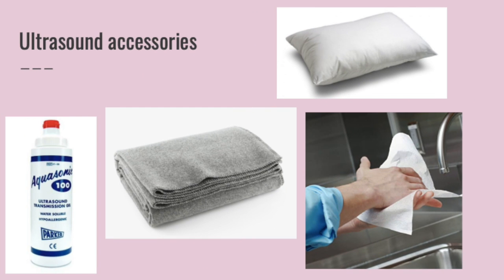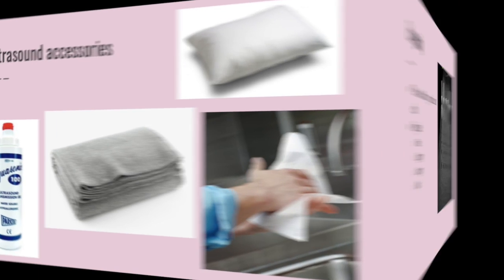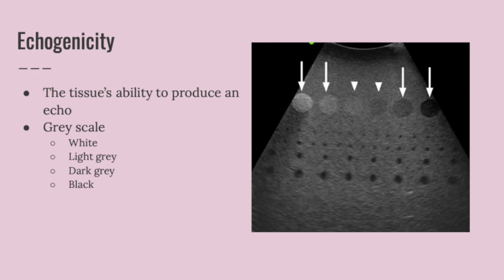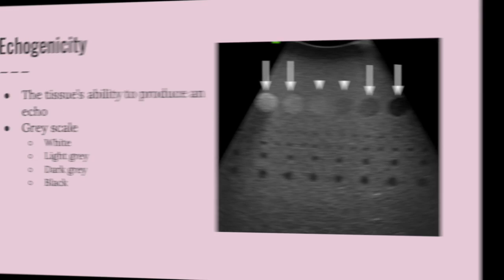Some ultrasound accessories are ultrasound gel, a pillow, blanket, and dry paper towels to wipe off the probe and patient as needed. The different levels are called echogenicity, which is the tissue's ability to produce an echo. Ultrasound imaging applies a grayscale system ranging from white to black with different shades of gray in between.